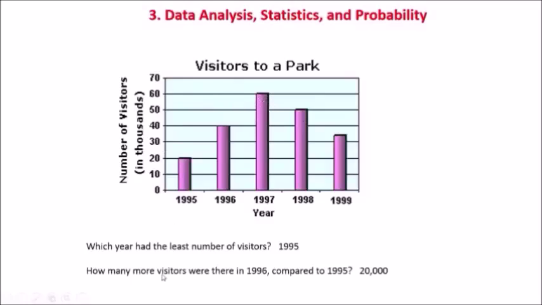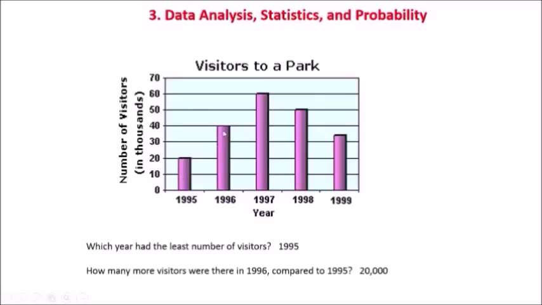And then how many more visitors were there in 1996 compared to 1995? So, then 1996 versus 1995. So 1996, there are 40,000 visitors. 1995, 20,000 visitors. So there are 20,000 more visitors in 1996 compared to 1995.